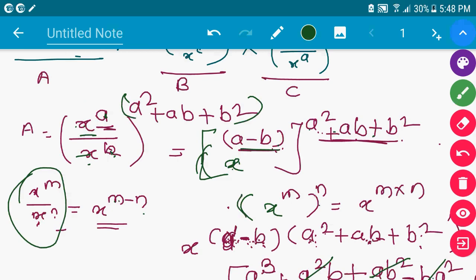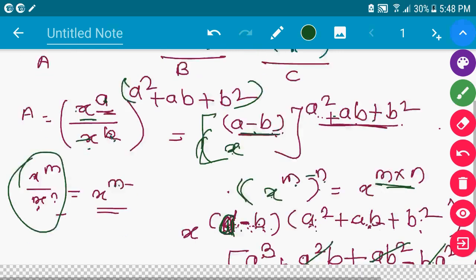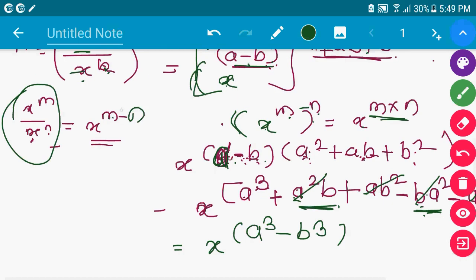Again we remember the property of exponent as x raised to m raised to n. If there, we multiply both the exponents. So same thing we had done here. We had multiplied a minus b with a square plus ab plus b square. Now how are we going to multiply it? First we multiply the whole equation with a this side and then with minus b this side. So when we multiply a with a square, it becomes a cube. A one time, a two times, it becomes a three times.